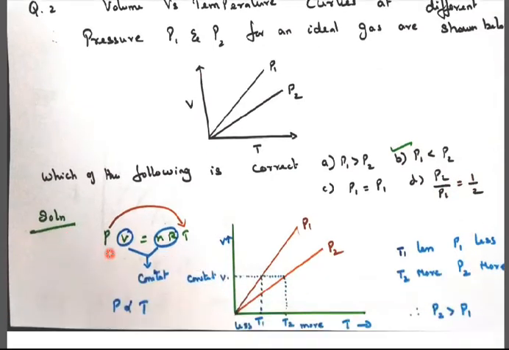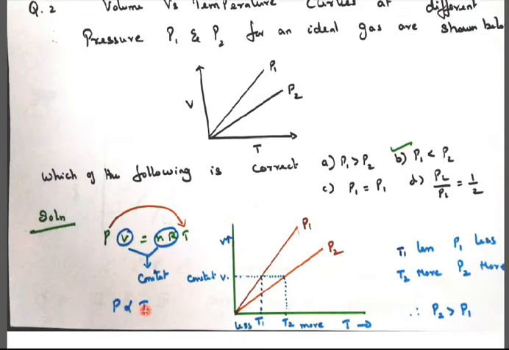So we know the ideal gas equation PV equal to nRT. V is constant, nR is constant, so only the pressure and the temperature change. Pressure is directly proportional to temperature. When pressure increases, temperature also increases.